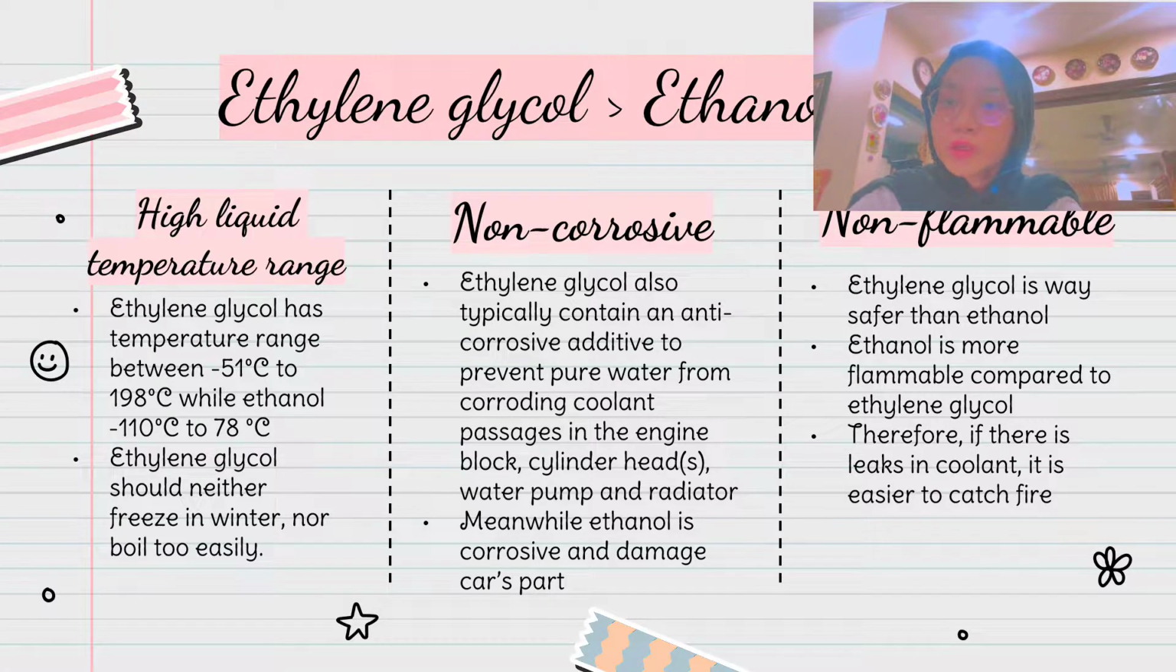Okay, for non-corrosive, ethylene glycol also typically contains an anti-corrosive additive to prevent pure water from corroding coolant passages in the engine block, cylinder head, water pump and radiator. Meanwhile, ethanol is corrosive and damages the car's parts. For non-flammable, ethylene glycol is way safer than ethanol. Ethanol is more flammable compared to ethylene glycol. Therefore, if there are leaks in the coolant, it is easier to catch fire.